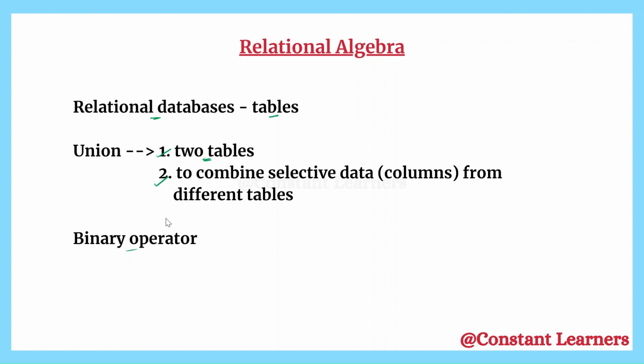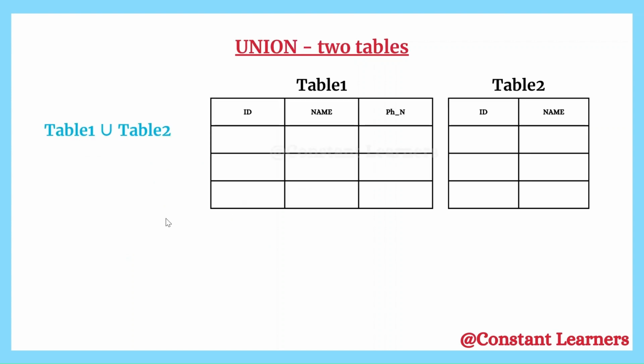Let's say we have to get the union of two different tables. Now here table 1 has three columns, ID, name and phone number, and table 2 has ID and name, right? Now, is it possible to get table 1 union table 2? What are the criteria to allow the union of two tables?